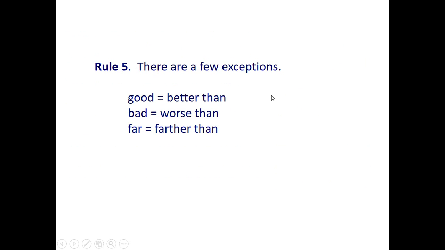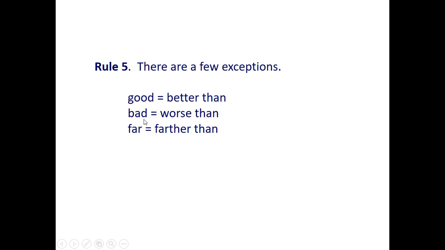The fifth rule is more the fact that there's just a couple of exceptions to the rule. For example, I have the word good. And I know you're probably saying, Mr. Johnson, the word good has one syllable, so let's put the ER at the end of it. So this is gooder. No, there is no such thing as gooder. In this particular situation, we're going to use the word better. You might say that this cake tastes better than this other cake. So we want to use the word better anytime you're trying to emphasize the word good.